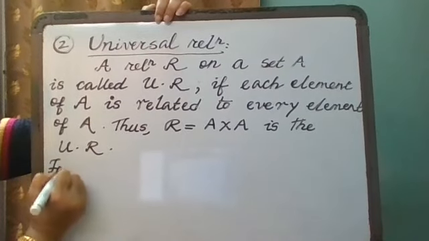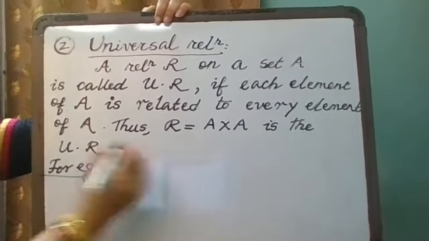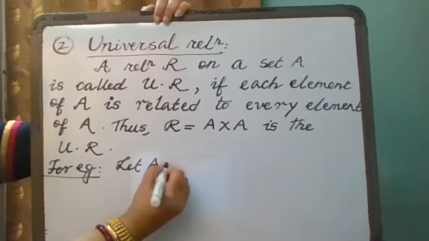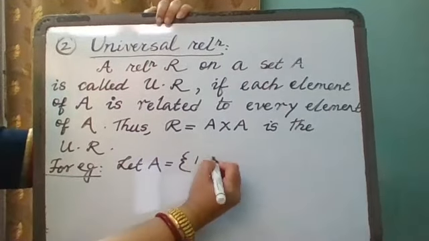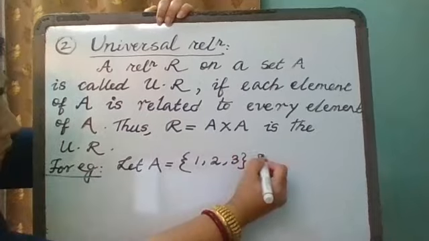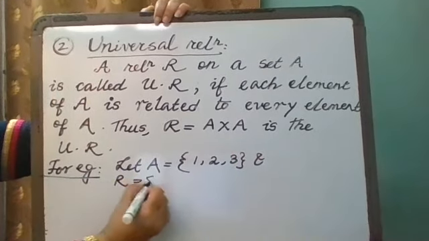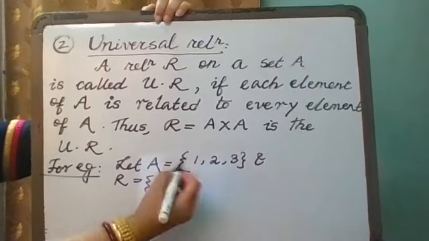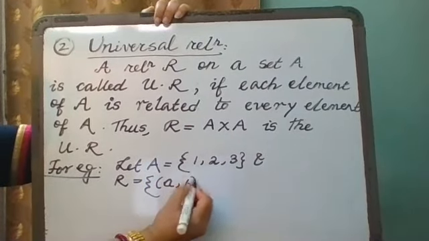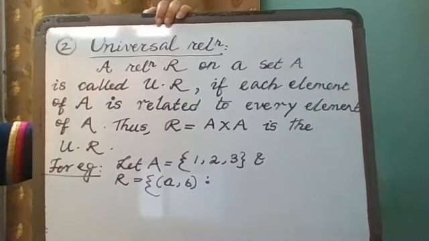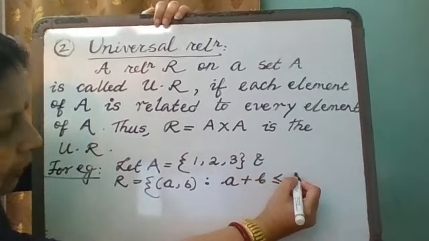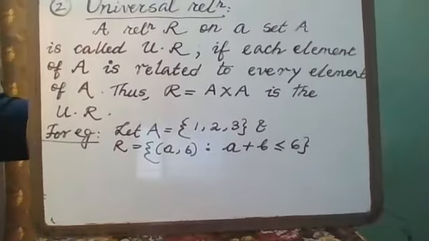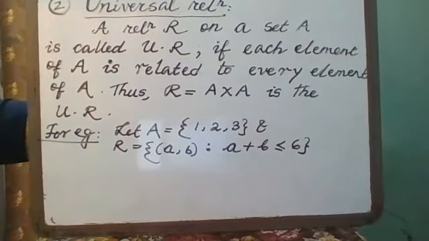I'll give you an example also. For example, let capital A equals curly bracket open 1, 2, 3. Again, same set 1, 2, 3. And capital R equals, inside the curly bracket, A comma B ordered pair such that A plus B less than or equal to 6. I'll just adjust here. A plus B less than or equal to 6.